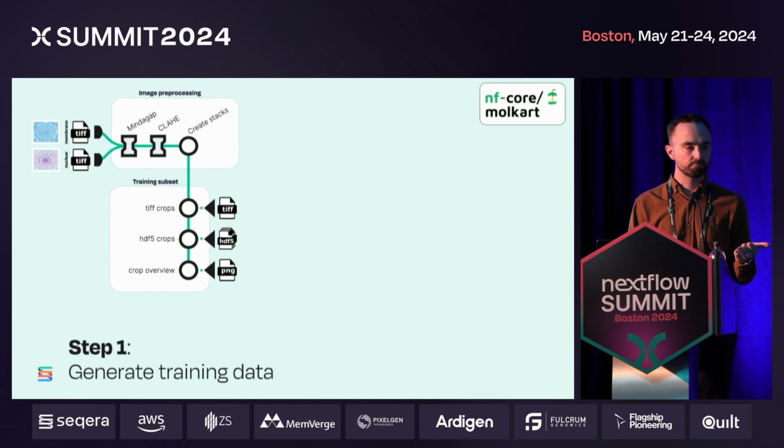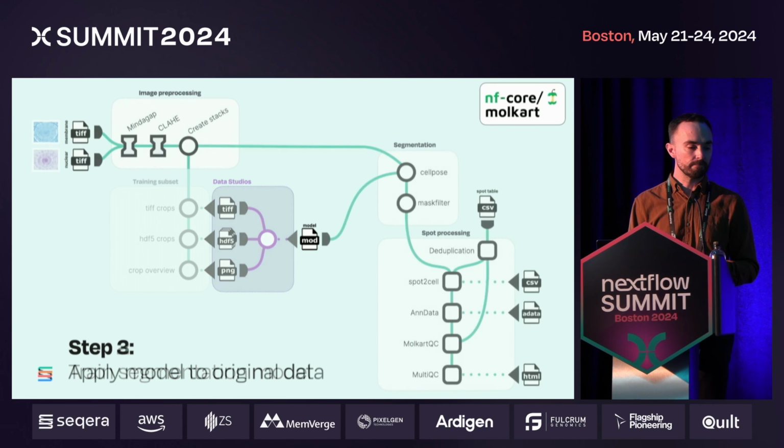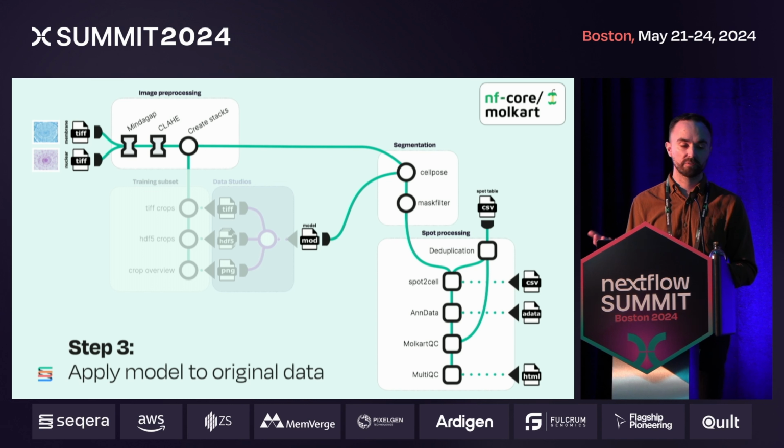So step one, generate the training data. Step two, we're going to train the segmentation model. We're going to take the outputs, which have been written by the Molkart pipeline directly to blob storage, into a Data Studio instance. It's going to look like local file systems, just like we're running on our local laptop, and we're going to turn that into a custom model. Then step three, we're going to take that model and rerun the Molkart pipeline from go to woe.